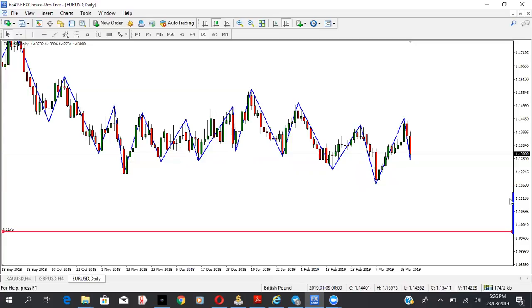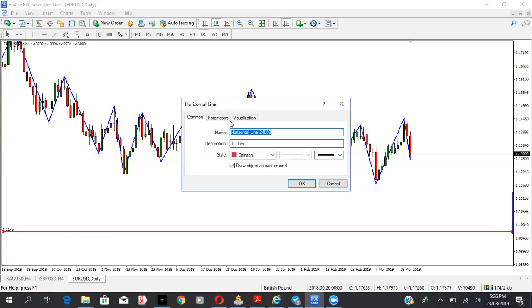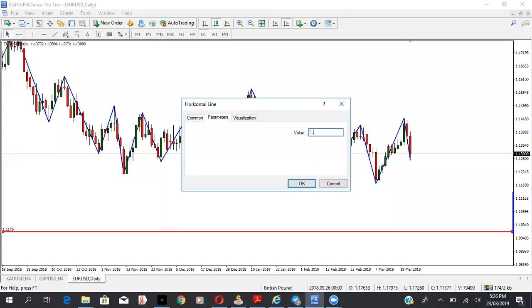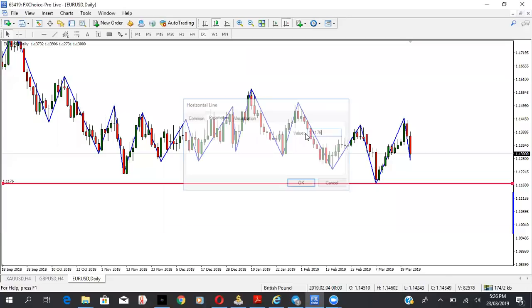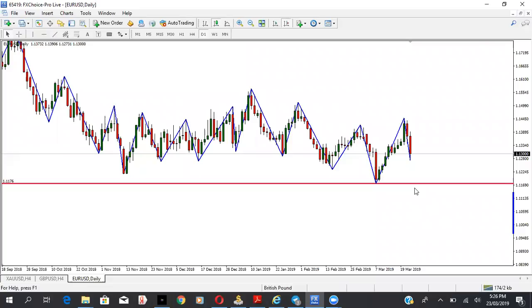So even if I move this line by accident, all I just have to do is note what I wrote there, 1.1176. Right-click on the properties, go to parameters, put in 1.1176, enter, and it automatically comes there. So I don't need to start looking for where I moved it out of. Then the next thing I do is, this is support, where's my resistance? I have the next swing high here. You can repeat the same process.